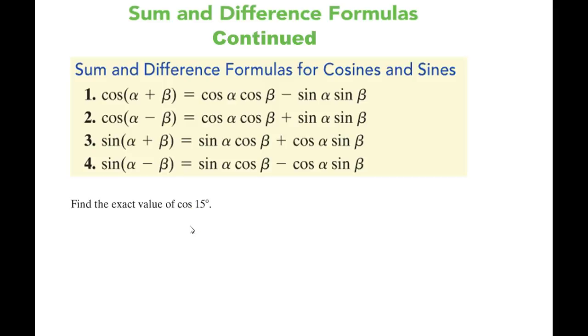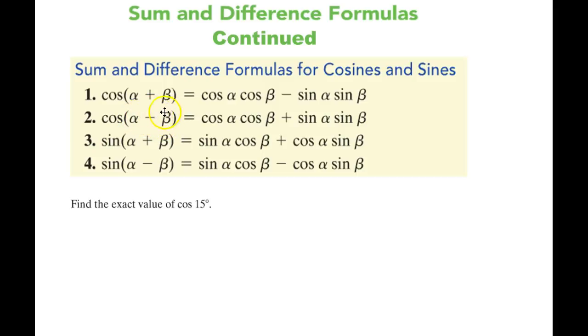So what am I going to do? I'm trying to find cosine, so obviously I'm going to be using one of these two. But 15 degrees. What I need to do is find a sum or a difference of two known angles, because all of these are now known angles, that adds or subtracts to 15. Now, I'm going to use the A minus B.